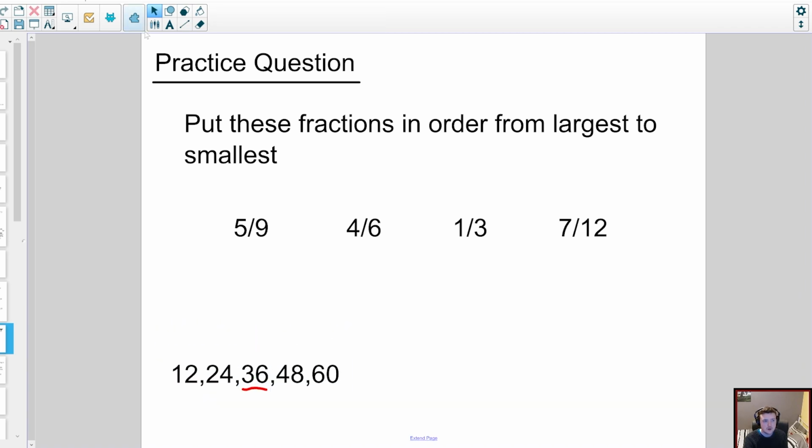Now, just so you know, it doesn't have to be the first one that appears. Any number that goes into all 4 will work just fine. It might just take you a little bit longer to work out what the numerators, or top numbers, should be.